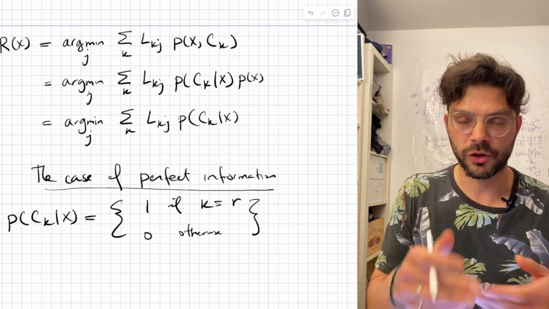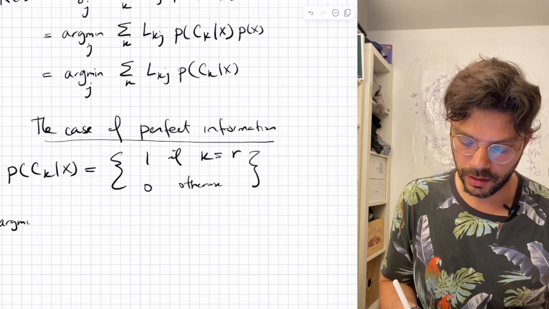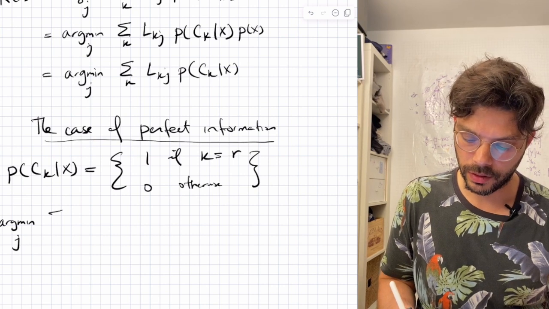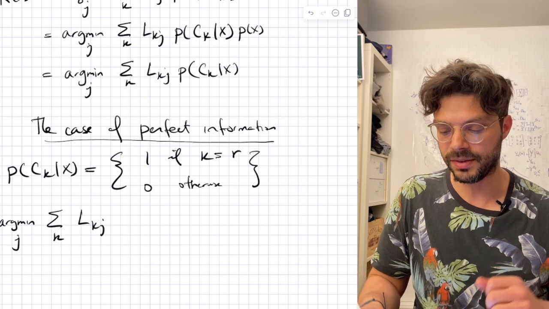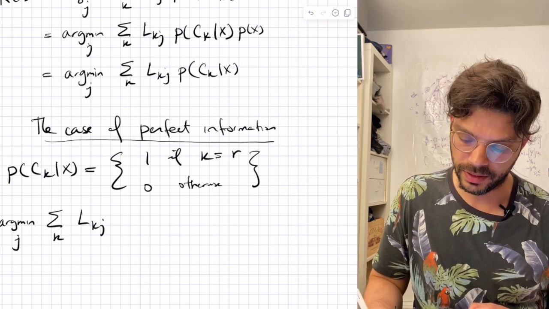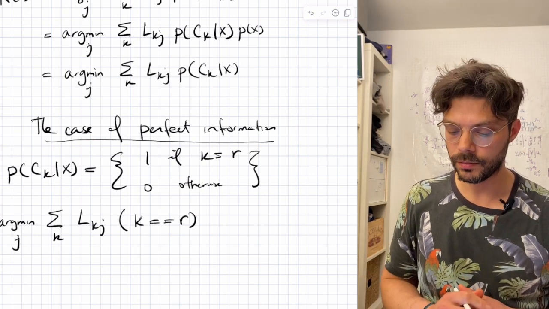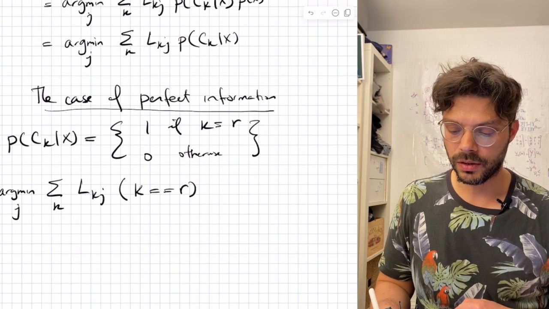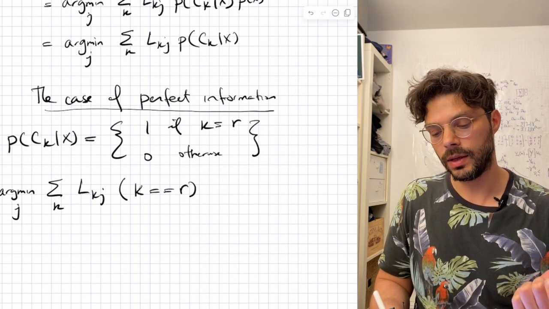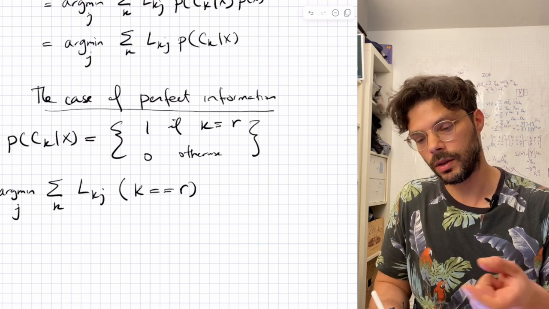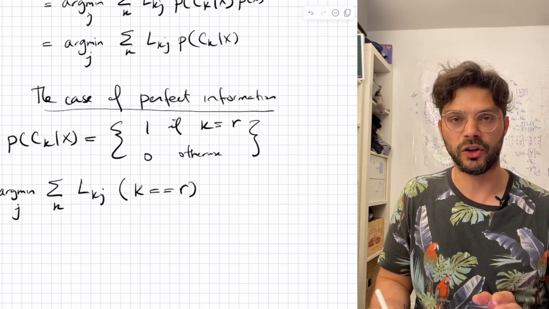What does that look like when we actually put it through this machinery? So let's just do that. We say argmin over j of the sum on k of the loss, and now p of c_k given x, I'm going to just write as k equals r. So what does that do to the sum? Well, it picks out the rth element, the situation when k equals r, because when k doesn't equal r, this becomes 0, so it doesn't contribute anything.